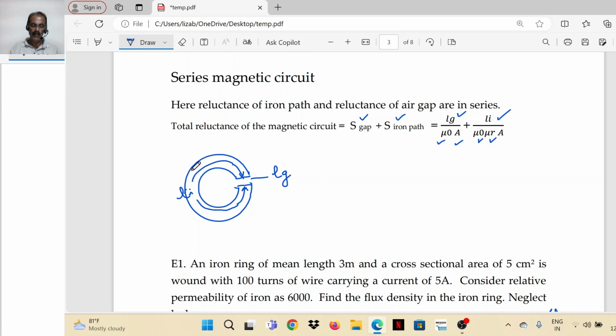So if there is one more material, a different material, then reluctance is to be calculated separately for each path. Iron path plus, if this is another material, then its reluctance is to be calculated separately, and the reluctance of the air gap is to be calculated separately, and add all these to get the total reluctance of the magnetic path.